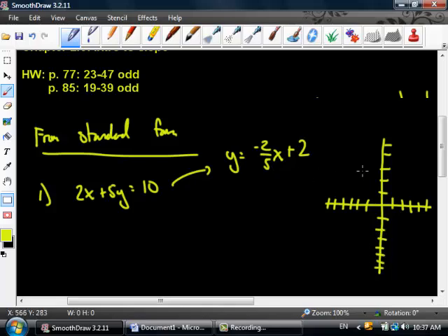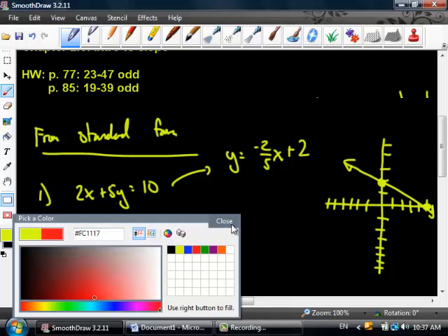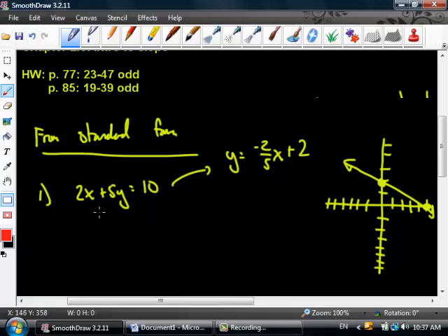So up 2, down 2, to the right 5, right? 1, 2, 3, 4, 5. What do I have? Just enough space. Yeah? Or I could have identified my X and Y intercepts.